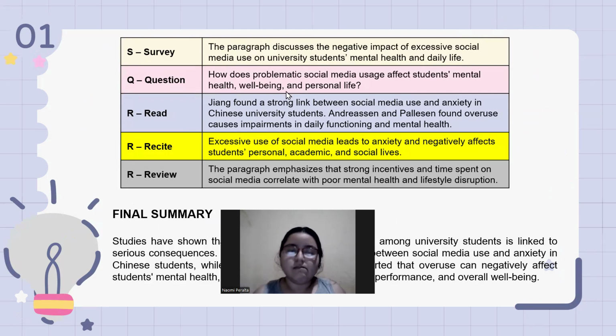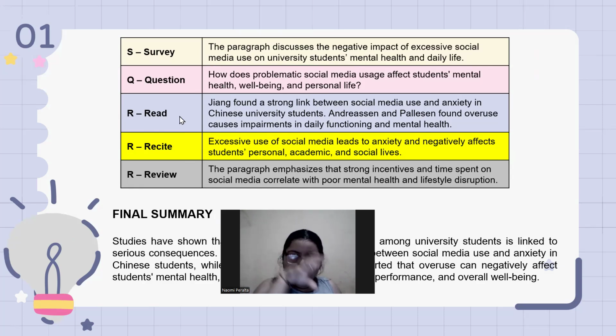In this case, we start with the survey. The survey is the exploration of the topic. Okay? In this case, the negative impact of excessive social media. We need a general idea of what we are going to read. Next, we are going to make a question for ourselves to really understand the main idea. Does problematic social media usage affect students' mental health?